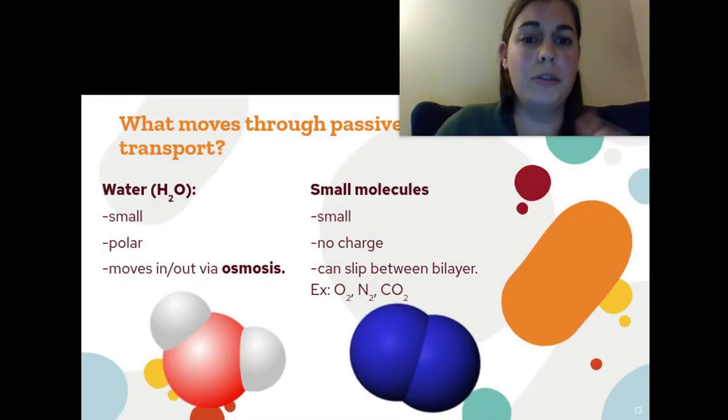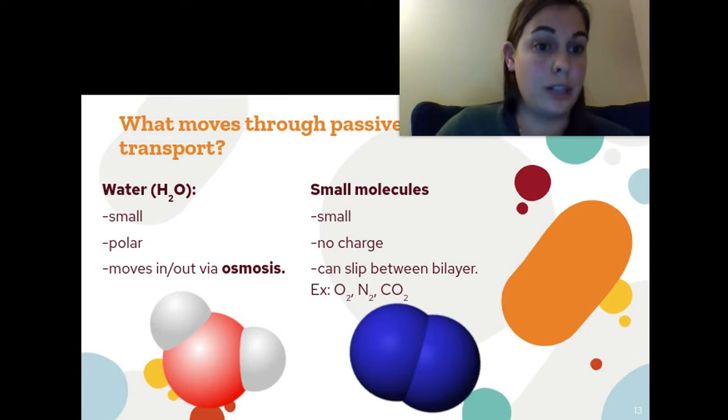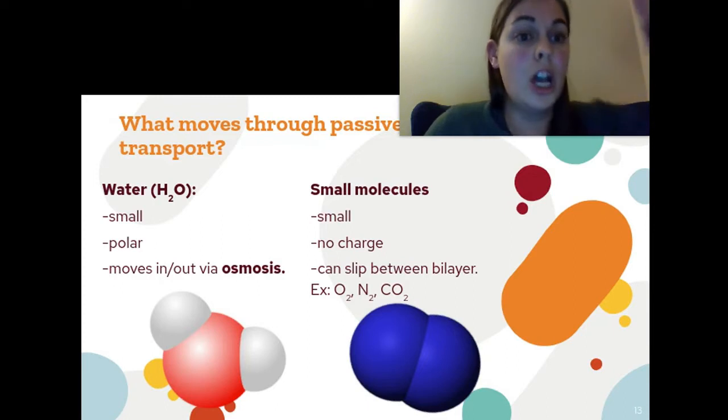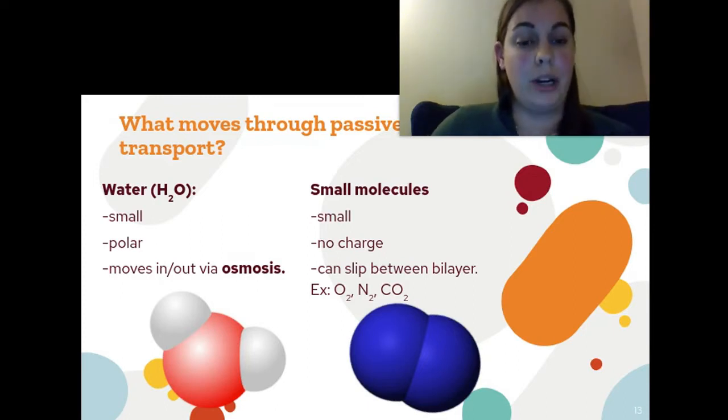So what moves through passive transport? We have water, H2O. We've talked a lot about it. It's small, it's polar, and it moves in and out via osmosis. And we're going to dive into that. And any other really small molecule is going to passively just cross the cell membrane.